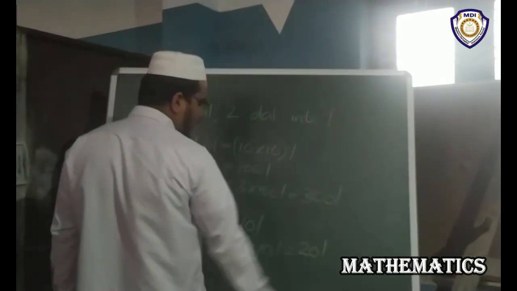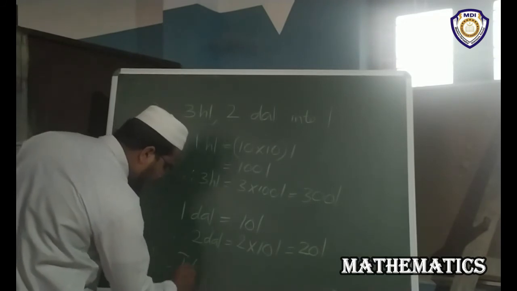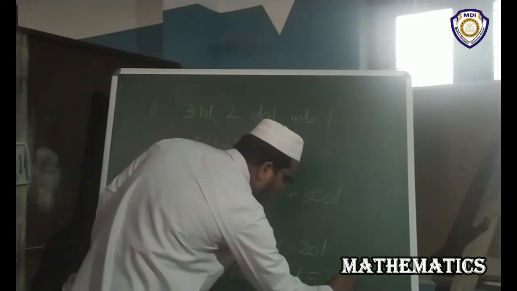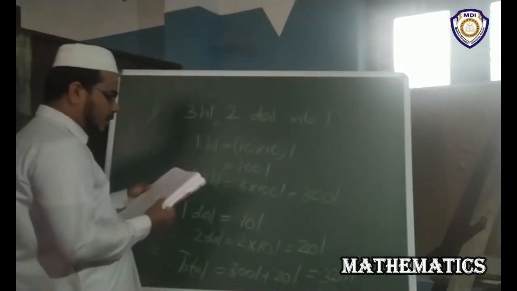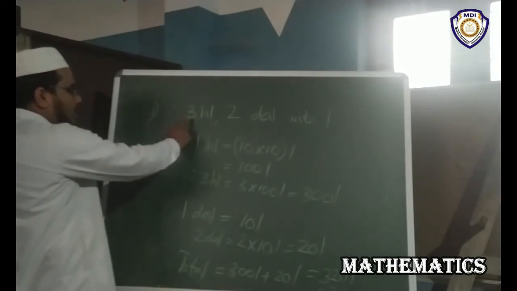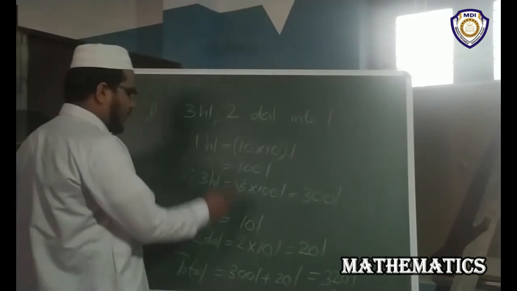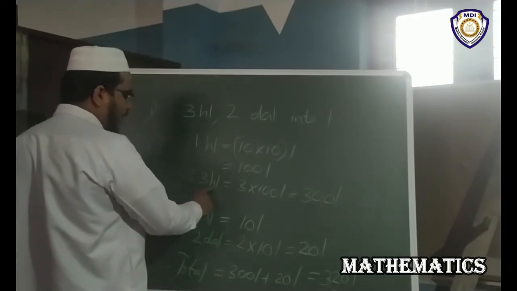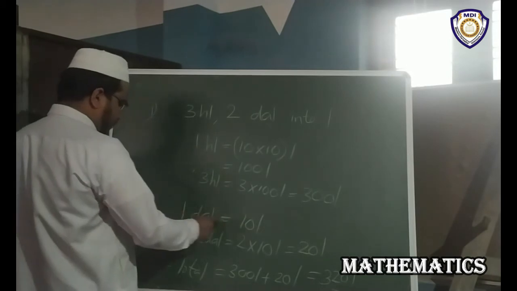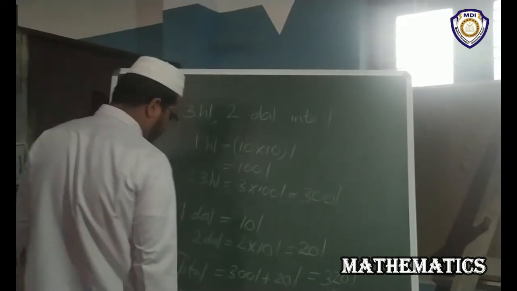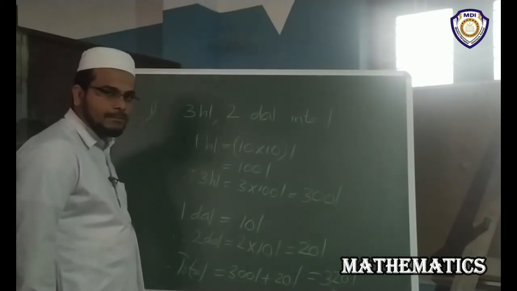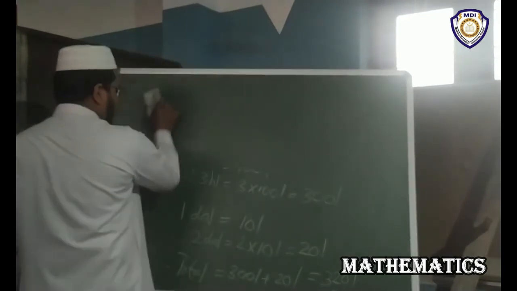Okay, here we get 300 liter and 20 liter. Total 300 liter plus 20 liter is equal to 320 liter. Okay, very simple. If you have any doubt, you can ask. Our question, 3 hectoliter, 2 decaliter into liter. First, 1 hectoliter means 100 liter. Then we converted 3 hectoliter into liter, 3 into 100 liter, then 300 liter. Then 1 dal, decaliter, 10 liter. Then 2 dal, 2 into 10 liter, then 20 liter. Total 300 liter plus 20 liter is equal to 320 liter. Okay, clear? If you have any doubt, you can ask.